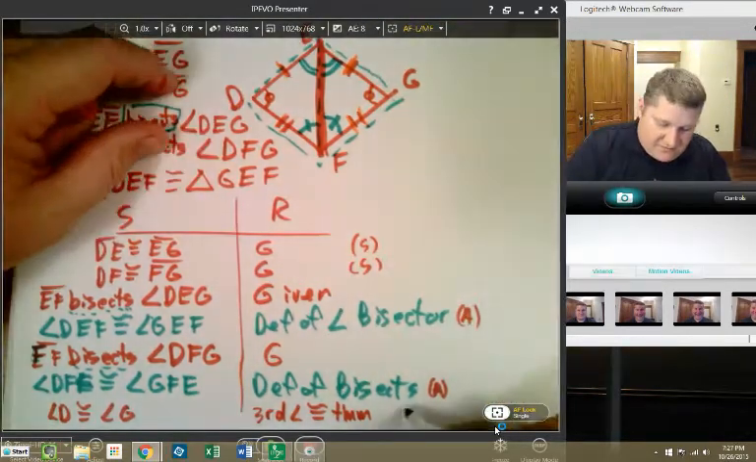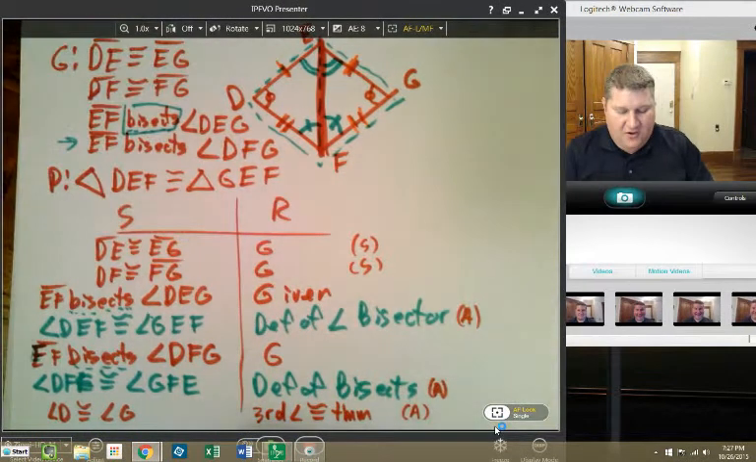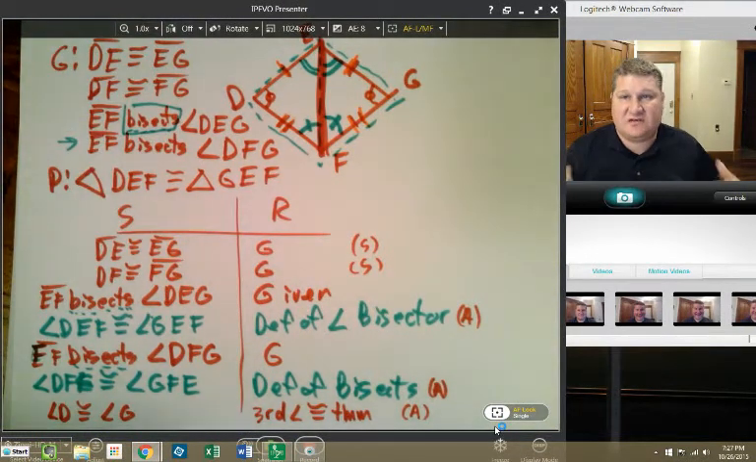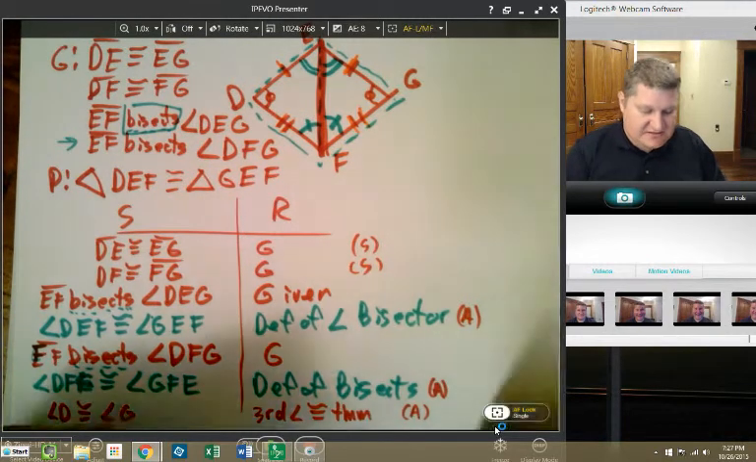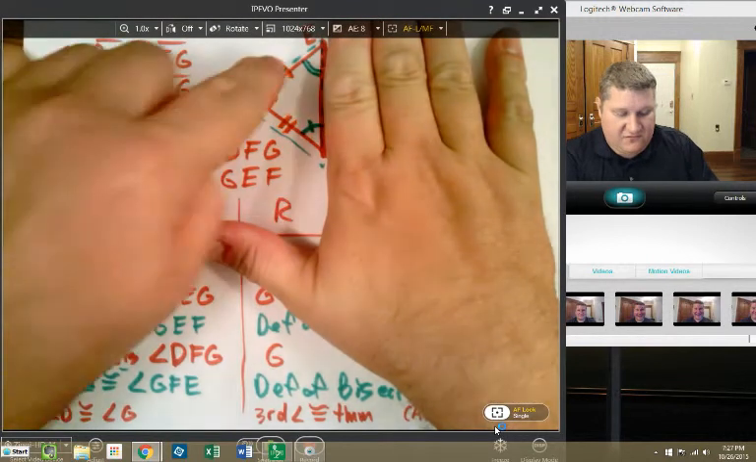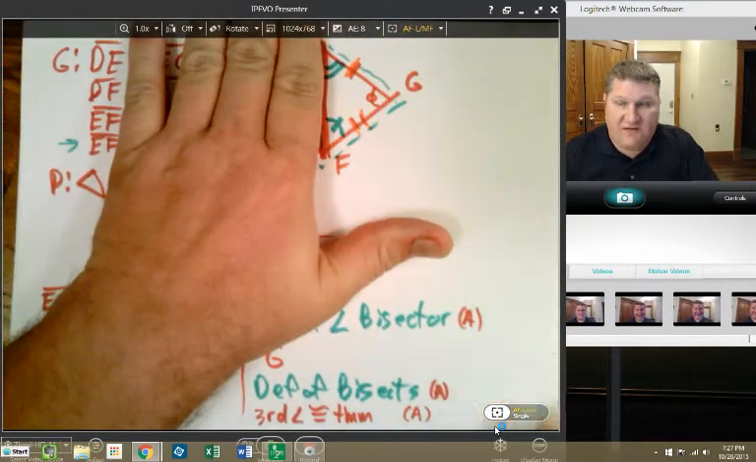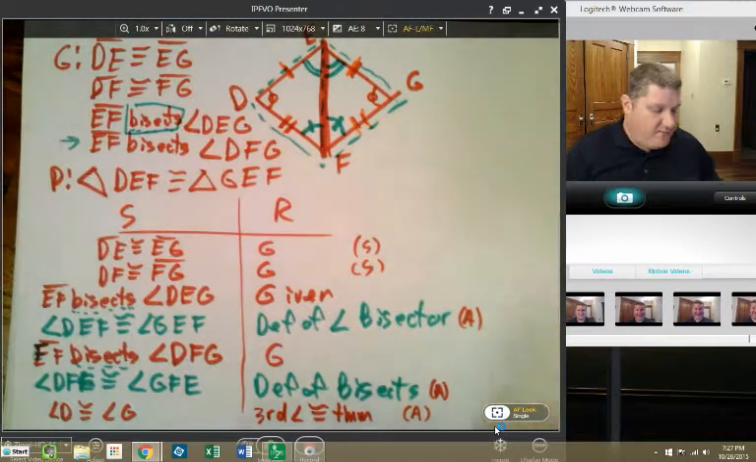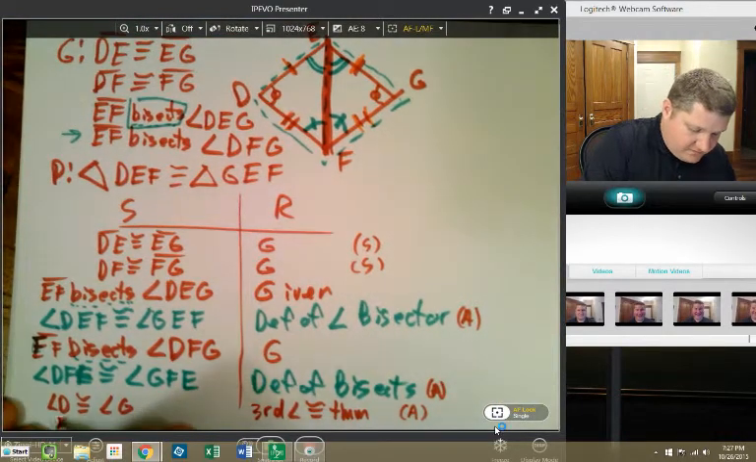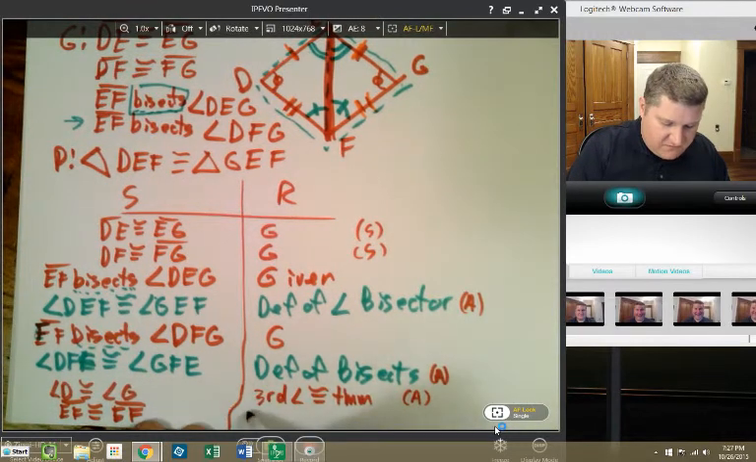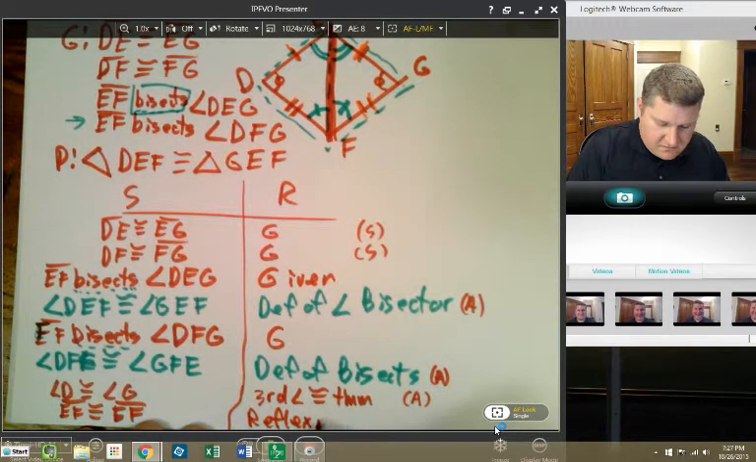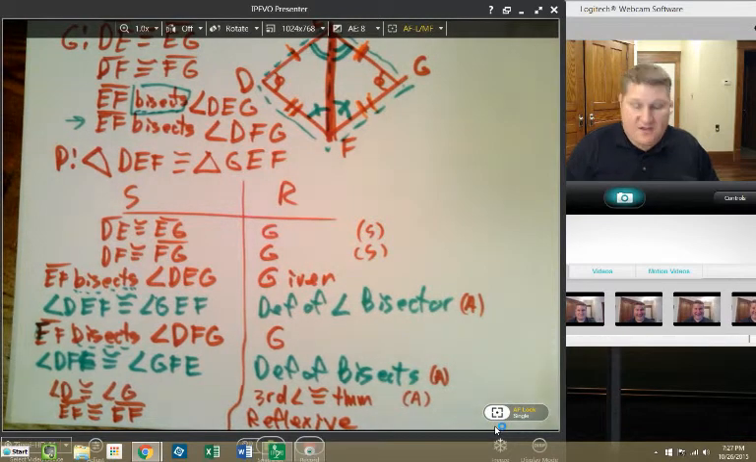So I now have three sets of angles, and to get all parts the same, I'd have to have three sets of angles and three sets of sides. The last side is sitting right in front of us. EF is in this triangle right over here. EF is also in this triangle right over here. But EF is congruent to EF. It is congruent to itself. And remember, what do we call something when it is congruent to itself? Reflexive.